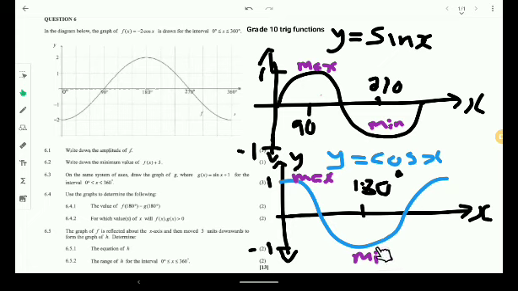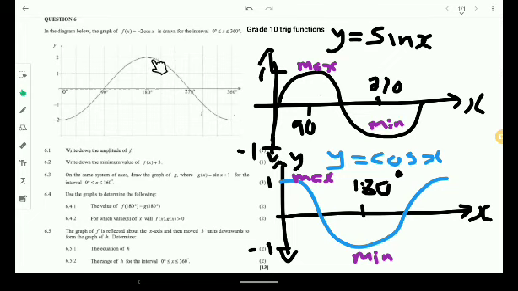So we'll be checking the graph that is given here. The question says, in the diagram below, the graph of f(x) equals negative 2 cos x is drawn on the interval between 0 degrees and 360 degrees. So it's a similar interval to y is equal to sine x. Let's check what is common with the cos graph.